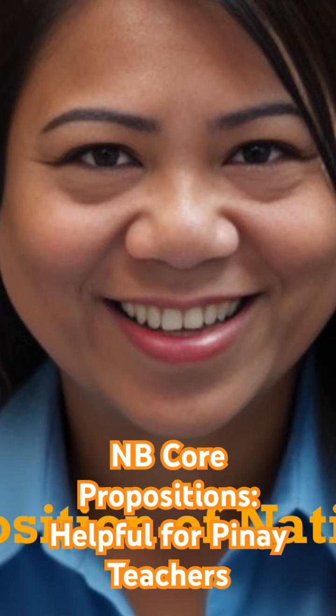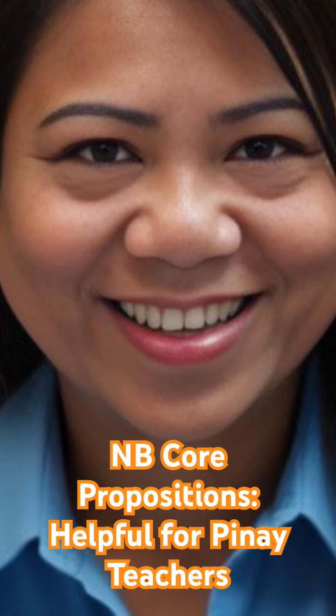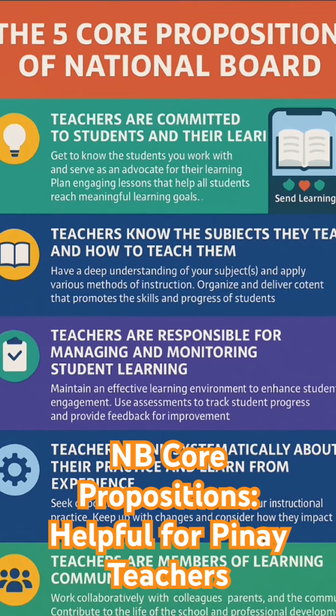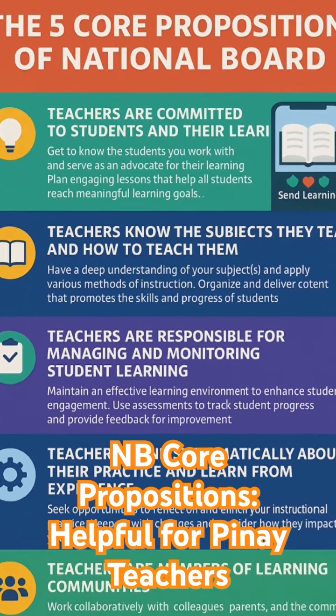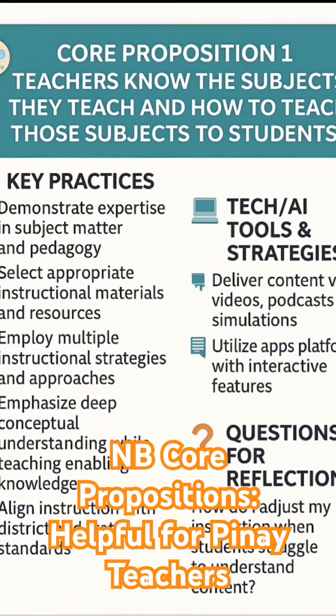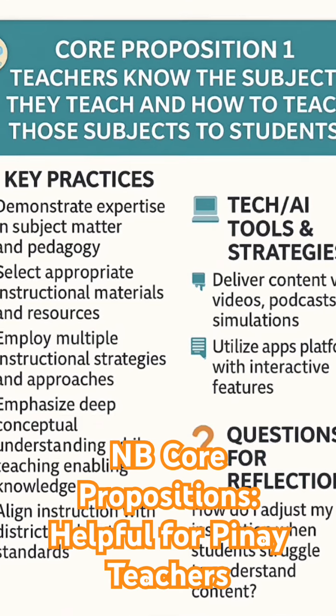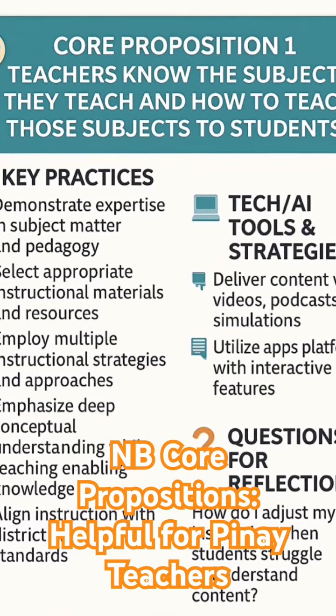The 5 core propositions of the National Board are knowledge of content, knowledge of student, assessment, reflection, and collaboration. In order to explain each, I will start with the first one, which is knowledge of content.